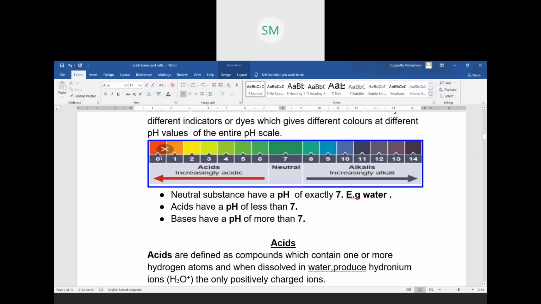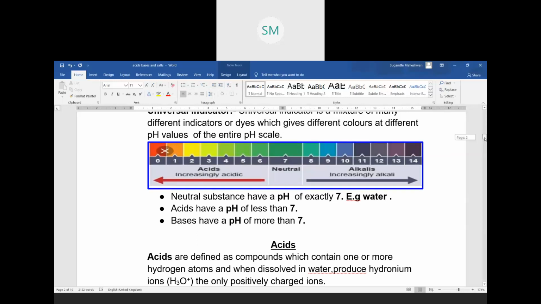See, you will find the red color, then orange, then yellow, then light yellow, then greenish shade. And at 7, you will find the green color. Then the color shifts to blue. Red to blue shift. So neutral substances have a pH of 7. Acids have a pH of less than 7. And bases have a pH of more than 7. We will discuss in more detail about strong acid, strong base, weak acid and weak base when we discuss the classification.